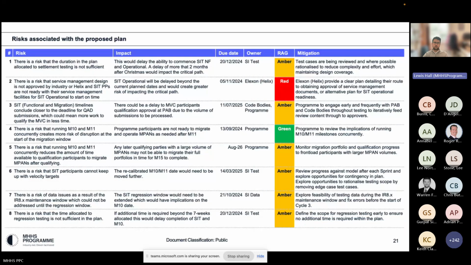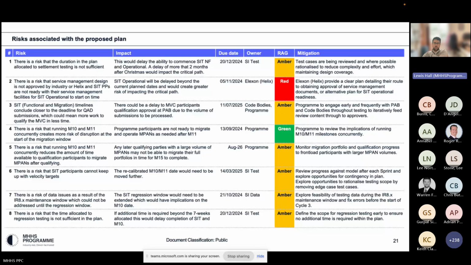So we've highlighted some risks. This isn't an exhaustive list of risks associated with the programme. It's an associated set of risks associated with this proposed plan. It talks about the concerns around settlement timelines, that we need more detail around the operational and service management designs and activities to ensure that SIT operational can be planned in time.